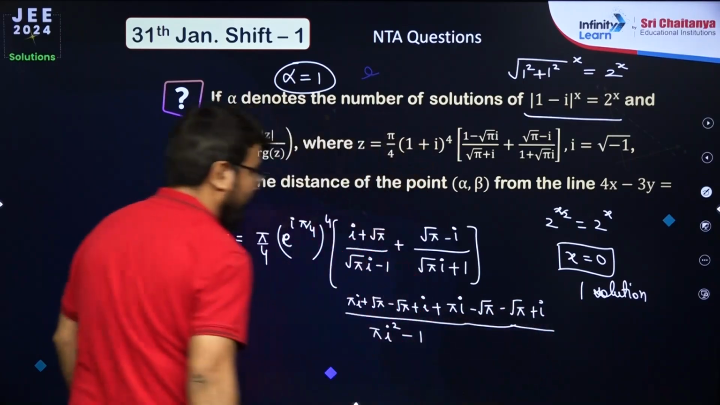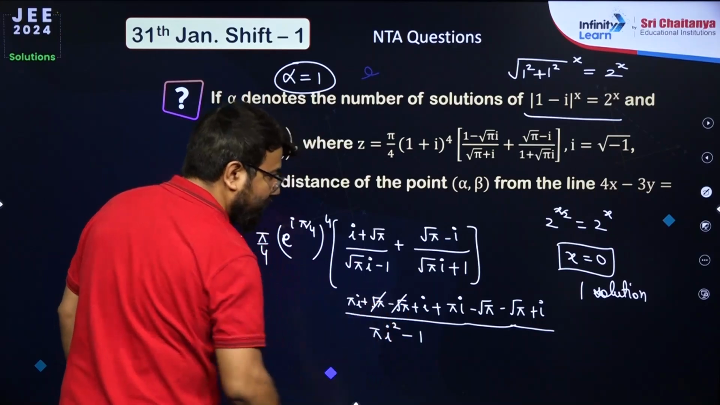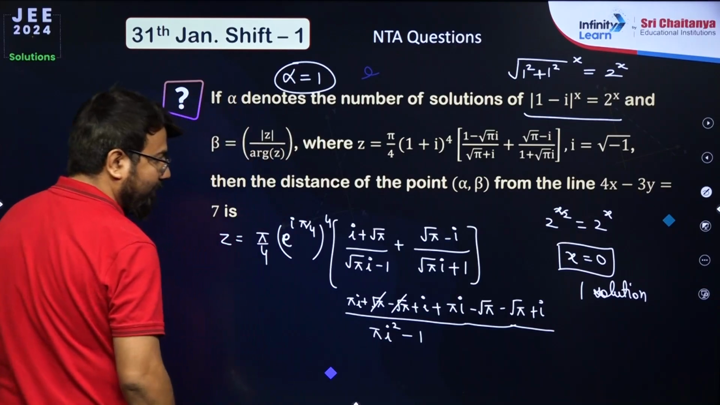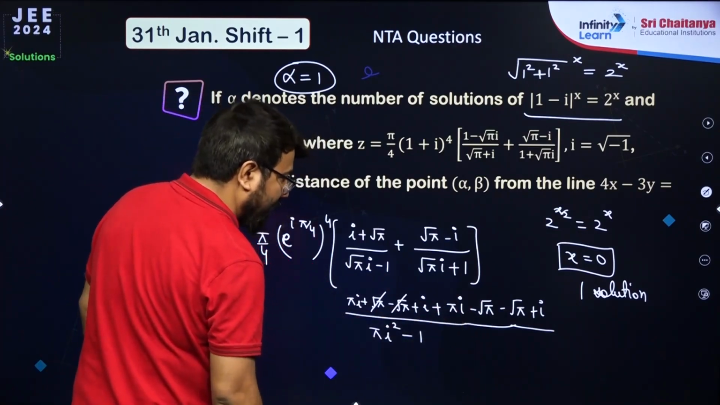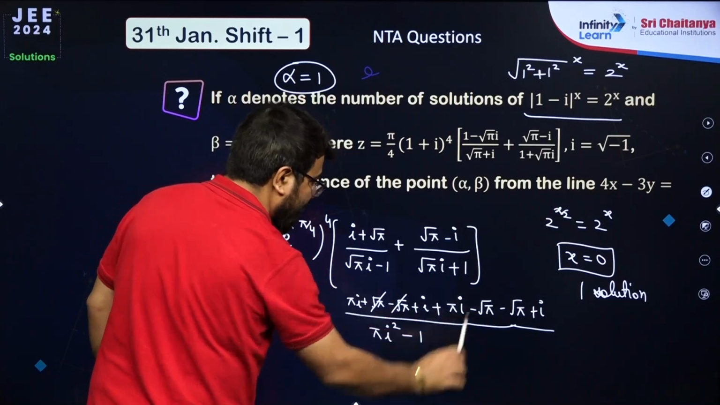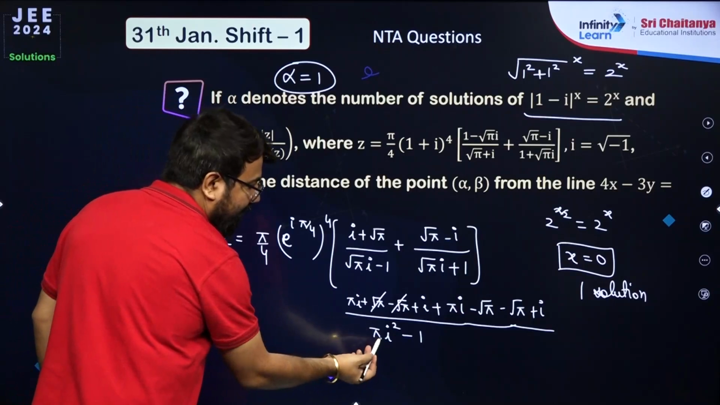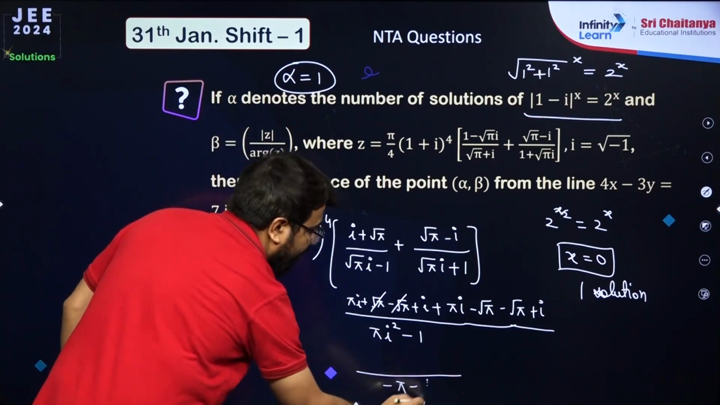I hope you are able to understand this. So we can cancel this root pi with this root pi. And pi iota plus pi iota will become 2 pi iota. Iota and iota will become 2 iota. And this is becoming minus 2 root pi. Here if I try to simplify this, iota square is minus 1, so it will be minus pi minus 1.